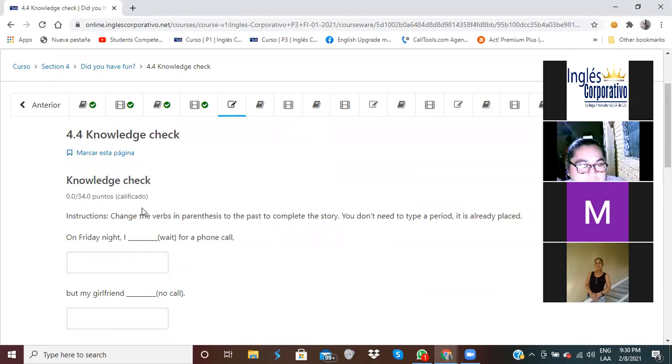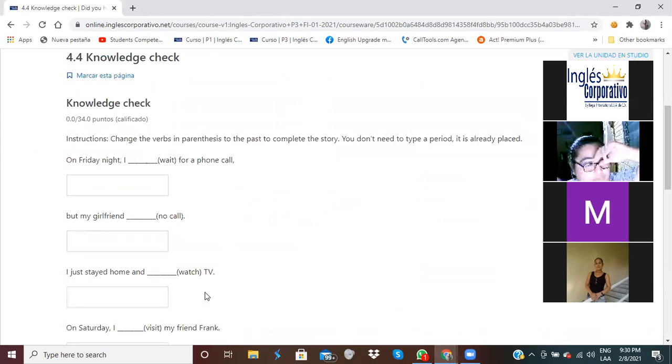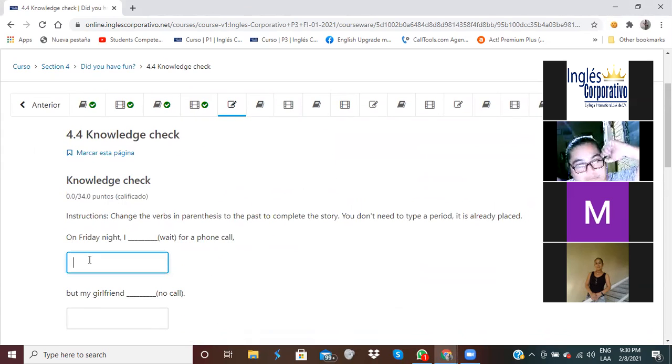Instructions. Change the verbs in parentheses to the past to complete the story. You don't need to type a period. It is already placed. No tienes que poner un punto final porque ya está. So, number one, on Friday night, I for a phone call. Y el verbo es wait. ¿Cuál es el pasado de wait?